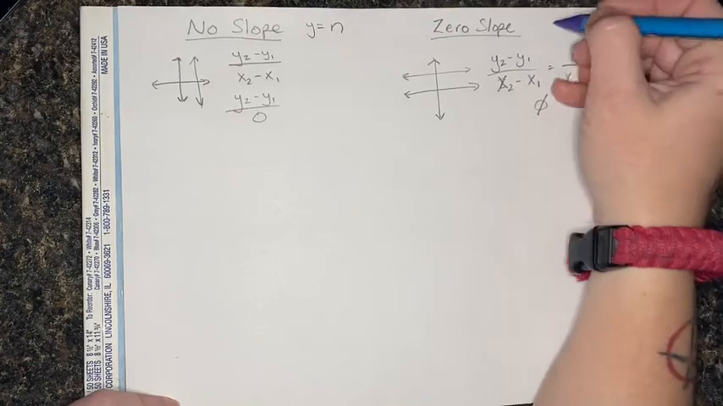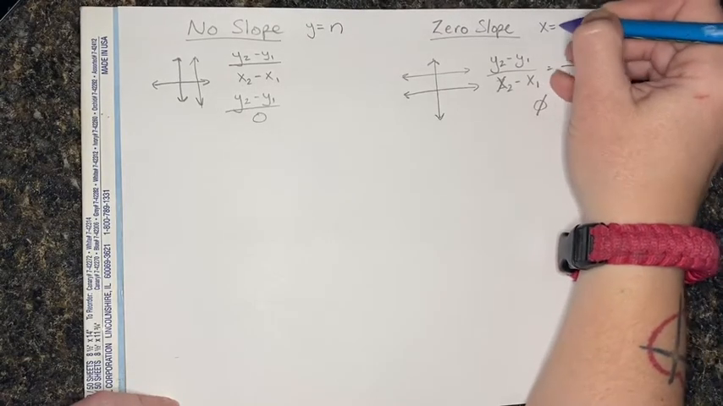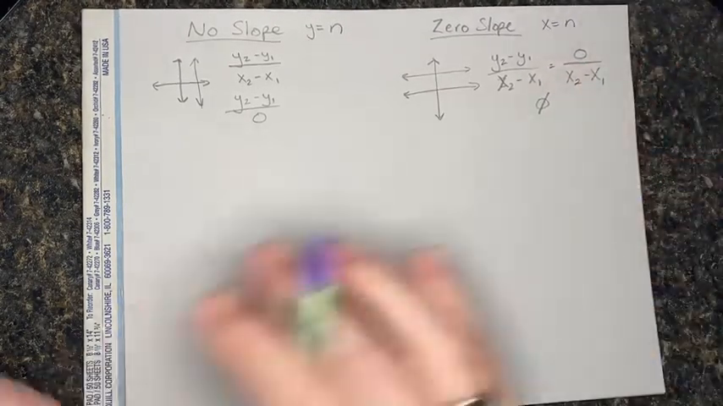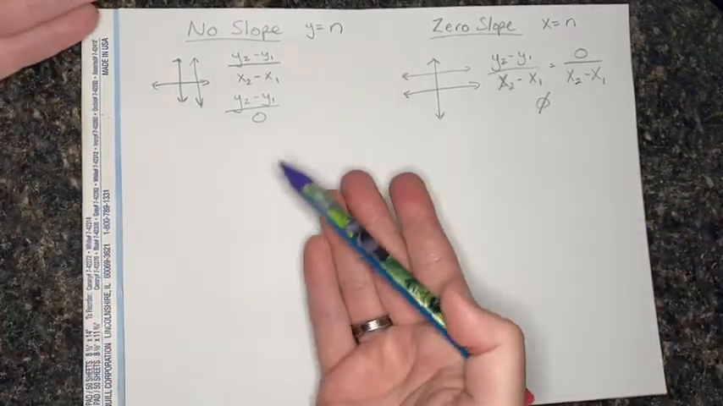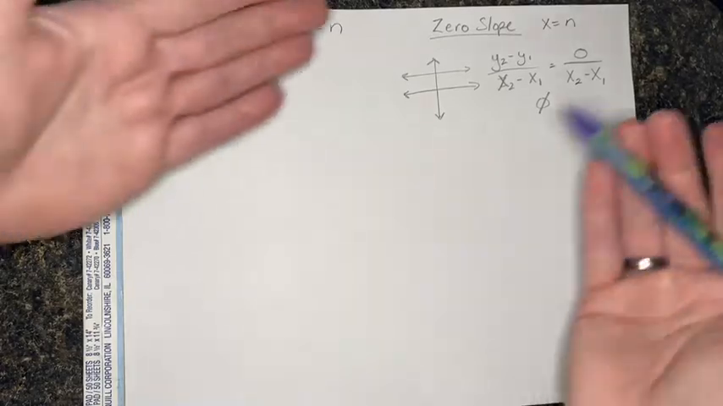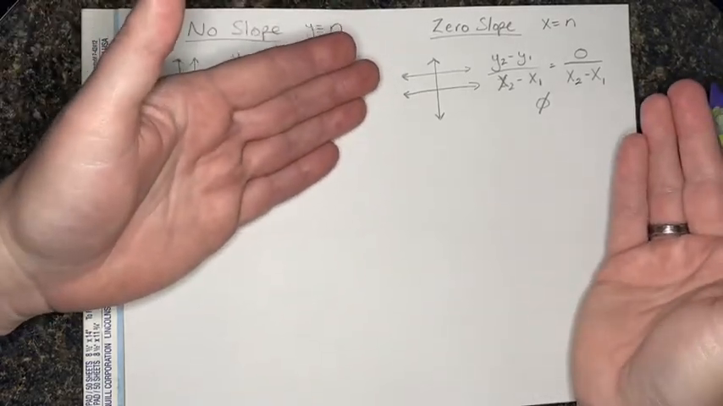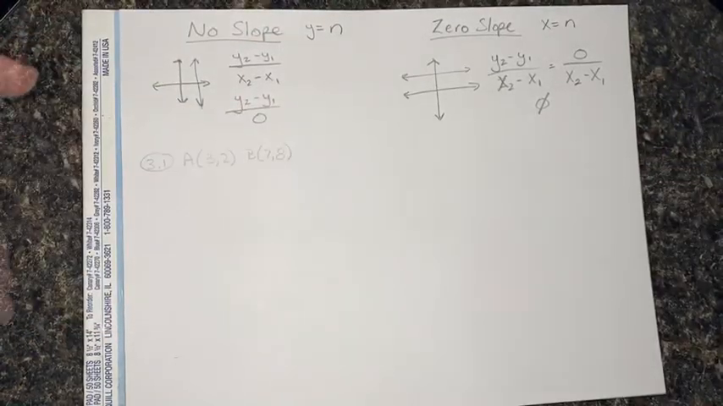Okay, our 0 slope, on the other hand, is going to be x equals something. There's no y involved in a 0 slope. So that's a difference. No slope means no x. 0 slope means no y. All right, so let's take a look at some of the homework problems.